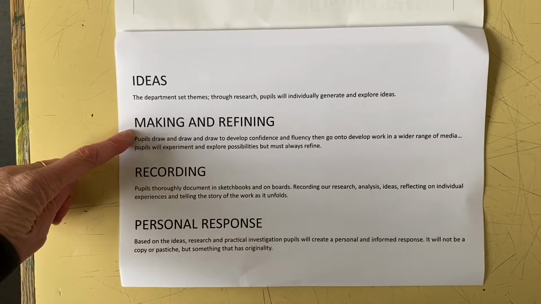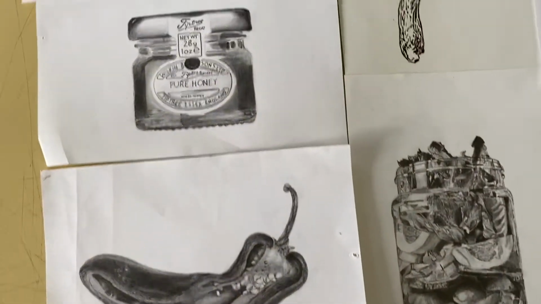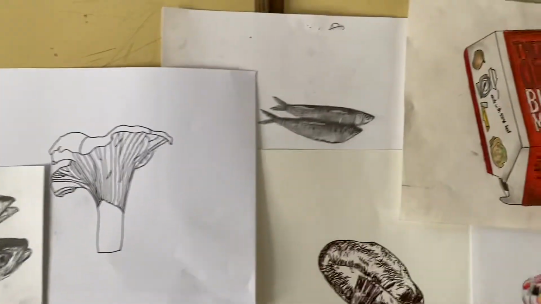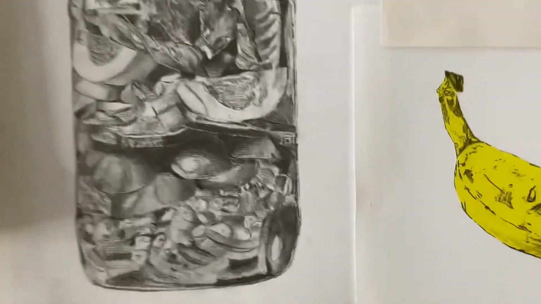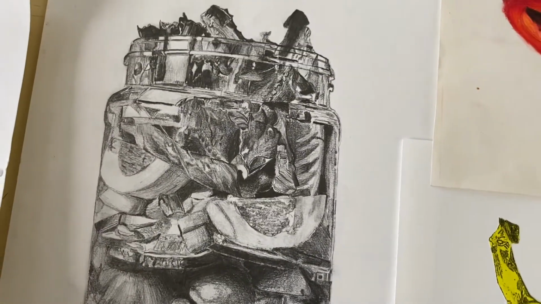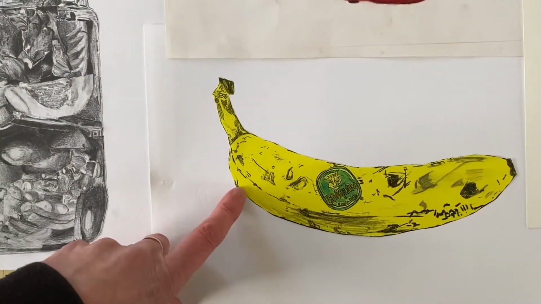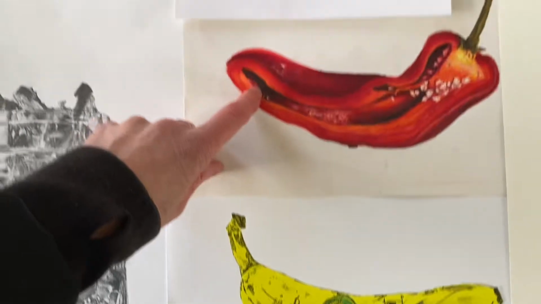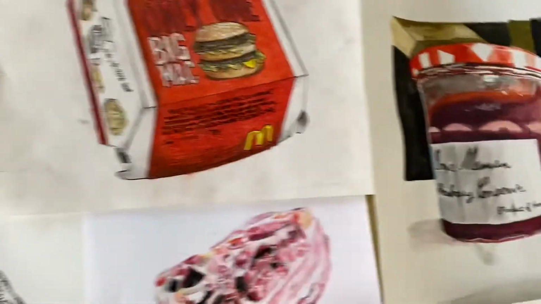We move on to making and refining, and this is the practical work. So here you will see some really beautiful and resolved drawing. This drawing is not rushed, it's developed over a long period of time and it cannot be done quickly. You'll see the pupils go on to sample in a wider range of material, drawing through collage, pencil, crayon. This is more pencil crayon and fine liner.